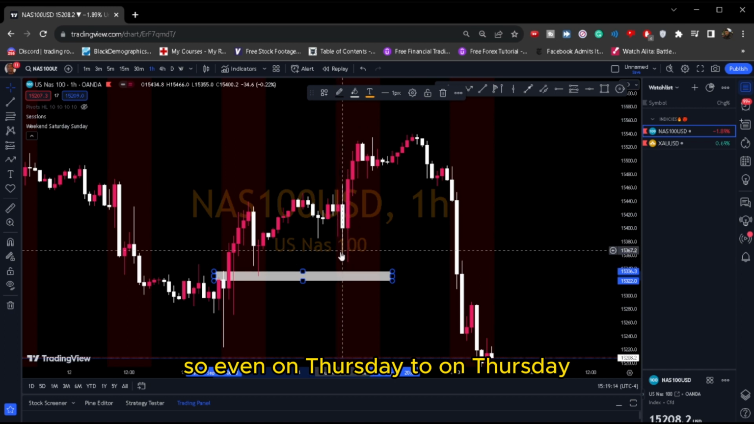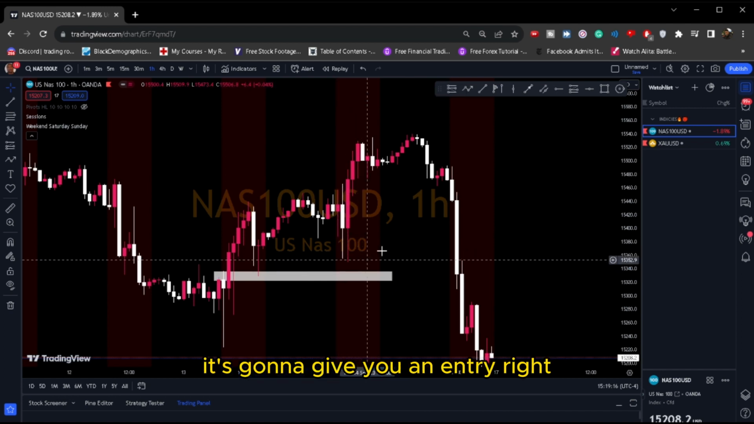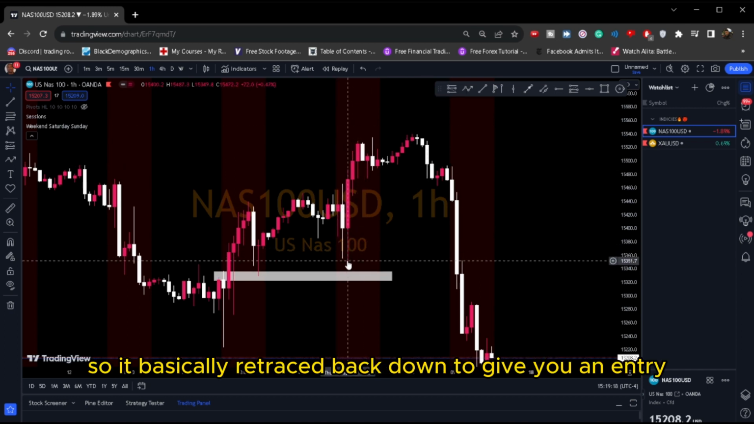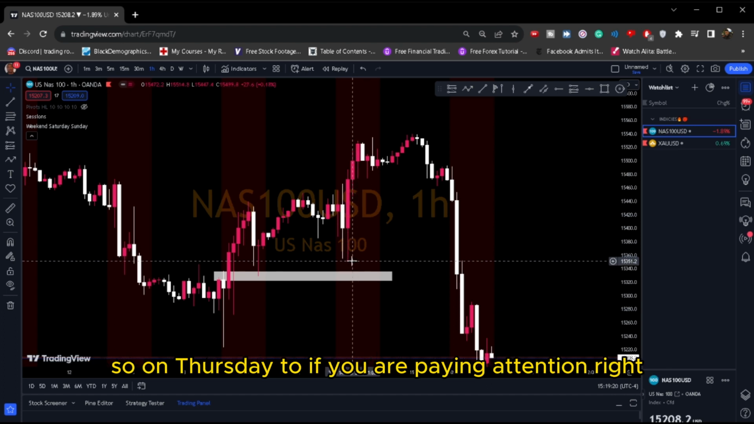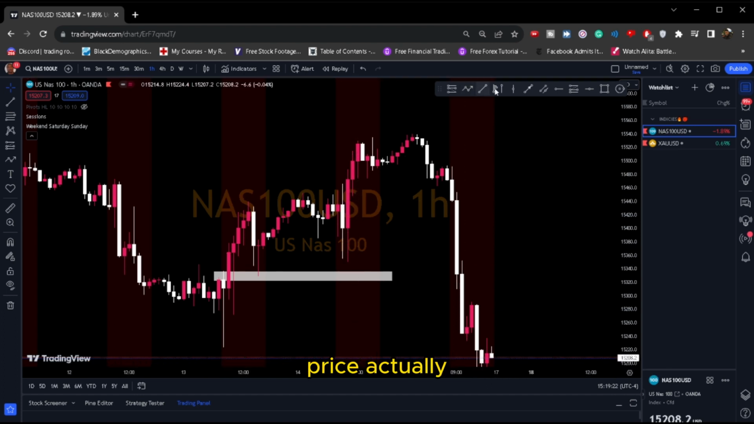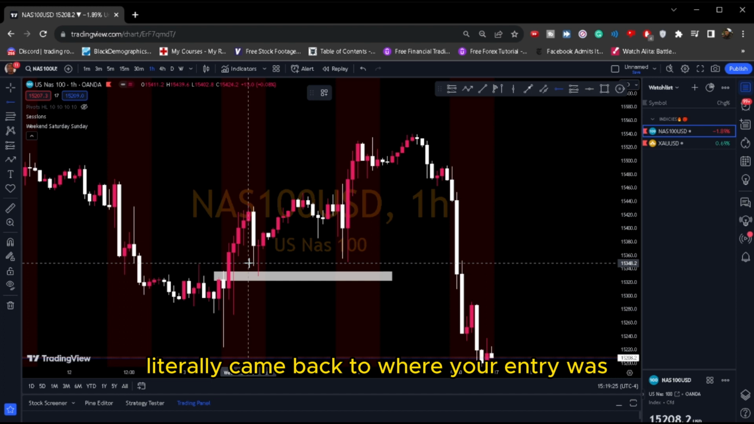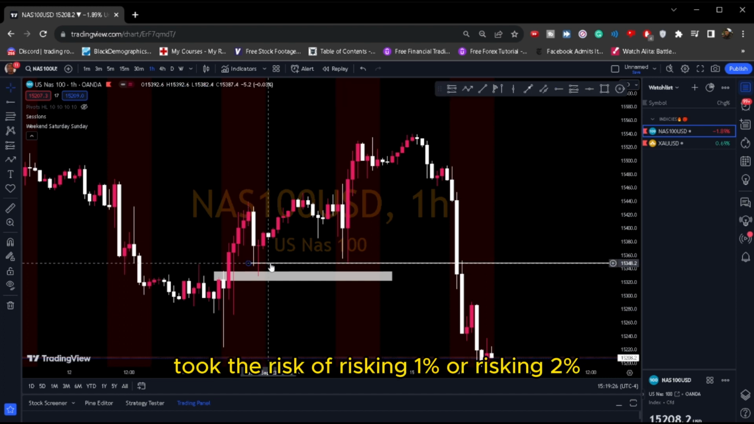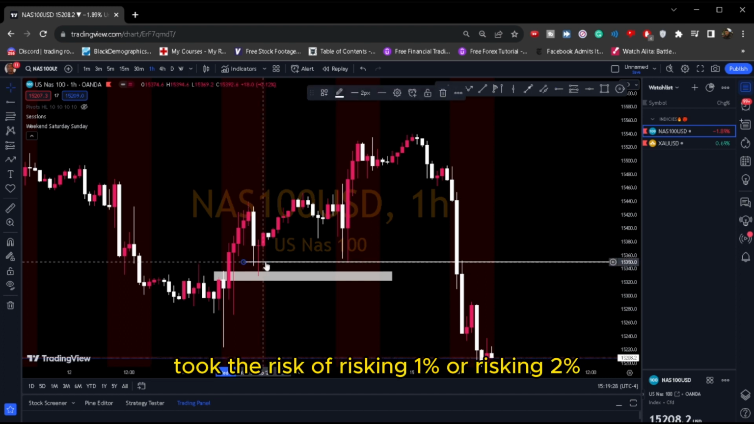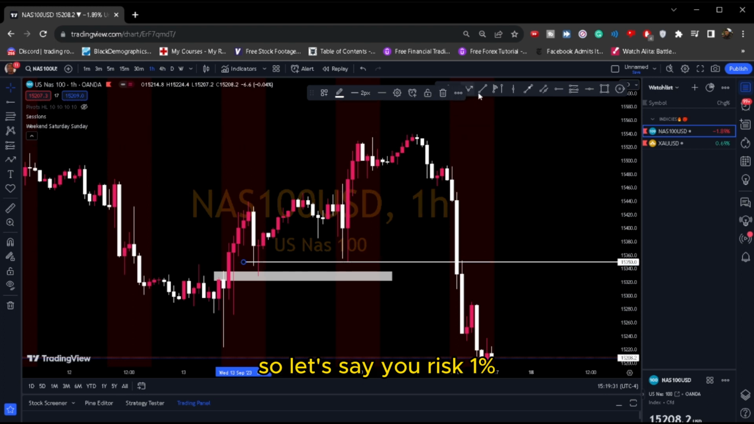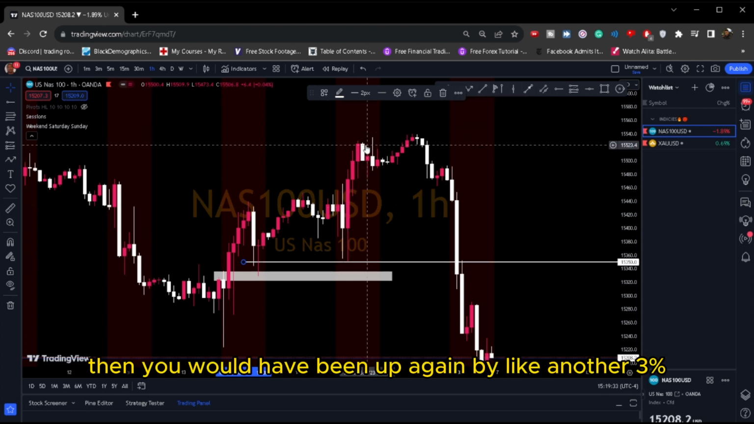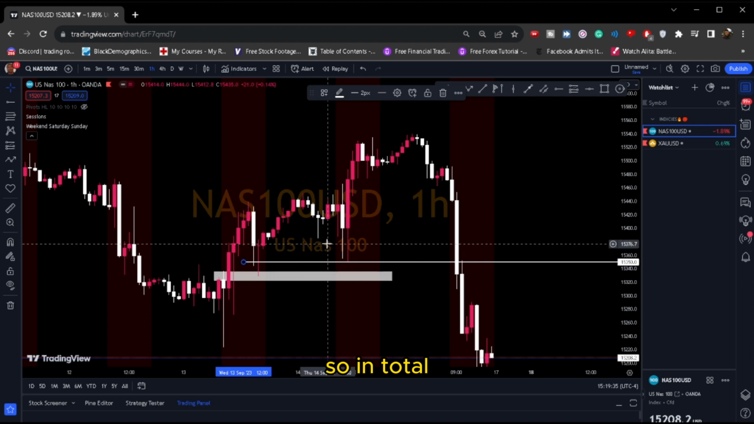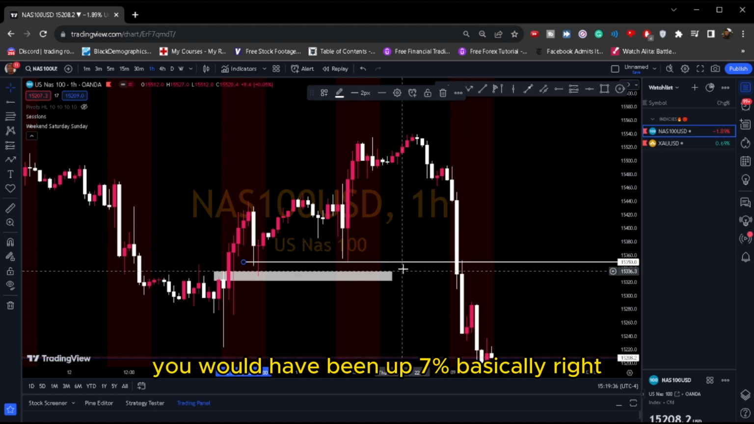So even on Thursday, it kind of gave you an entry, right? So it basically retraced back down to give you an entry. So on Thursday too, if you were paying attention, price actually literally came back to where your entry was. So you would have either risked 1% or risked 2%. So let's say you risk 1%, then you would have been up again by another 3%. So in total you would have been up 7% basically, right?